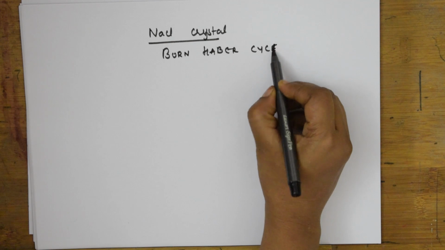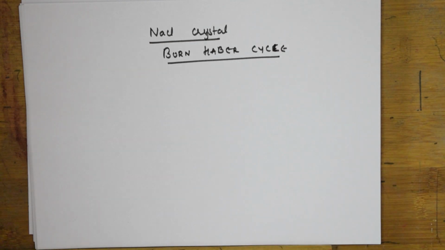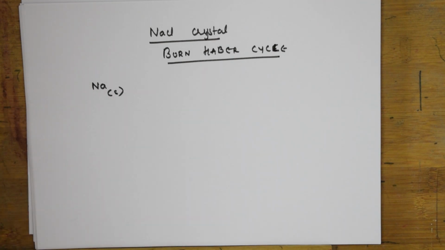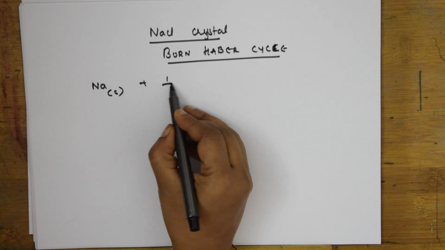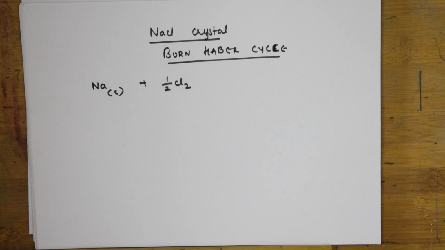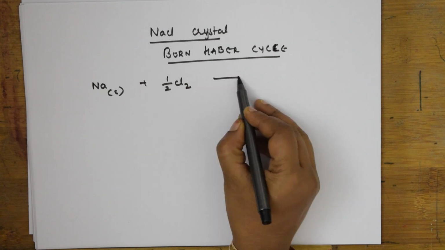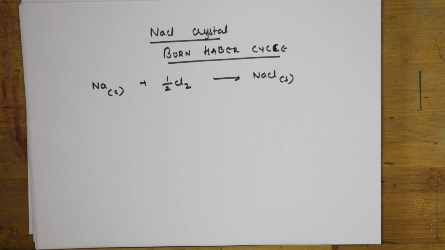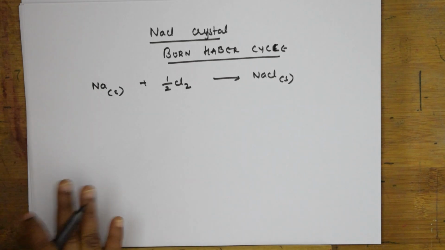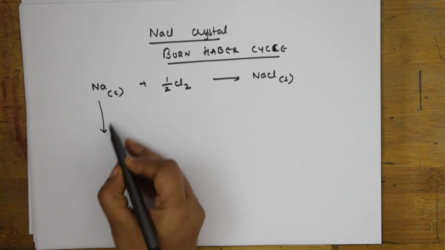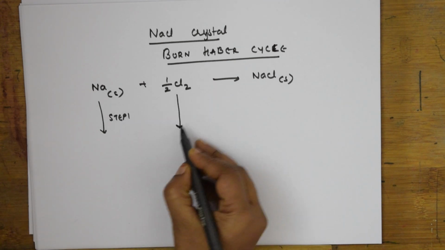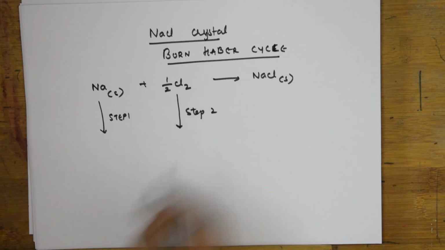So this is called Born-Haber cycle. First, what are we going to do? We are going to take sodium solid. This combines with half chlorine, and these two combined together form NaCl solid. So now, first of all, this is your direct step which you're learning. But what happens if this occurs in steps? First of all, let's start. Let us take this as step 1. Now from here, let's pick up this as step 2.